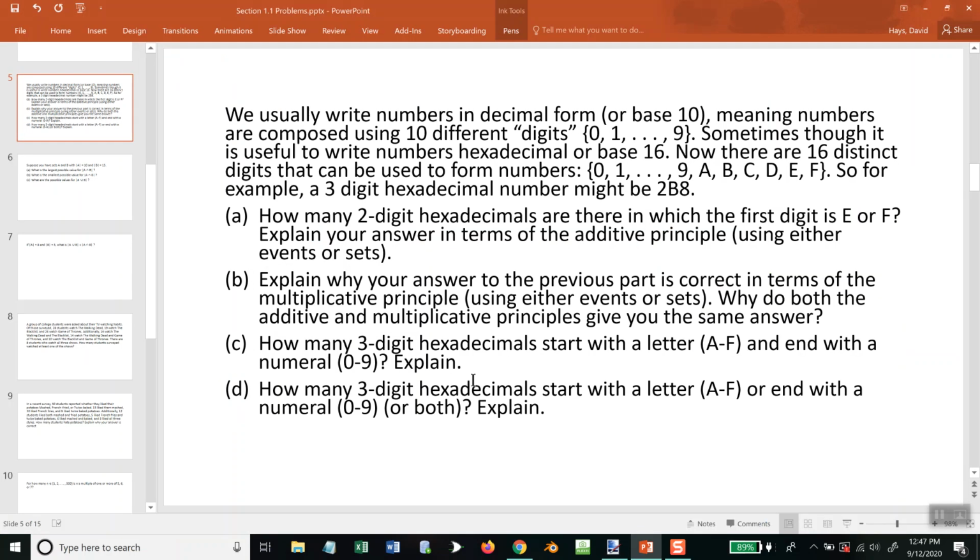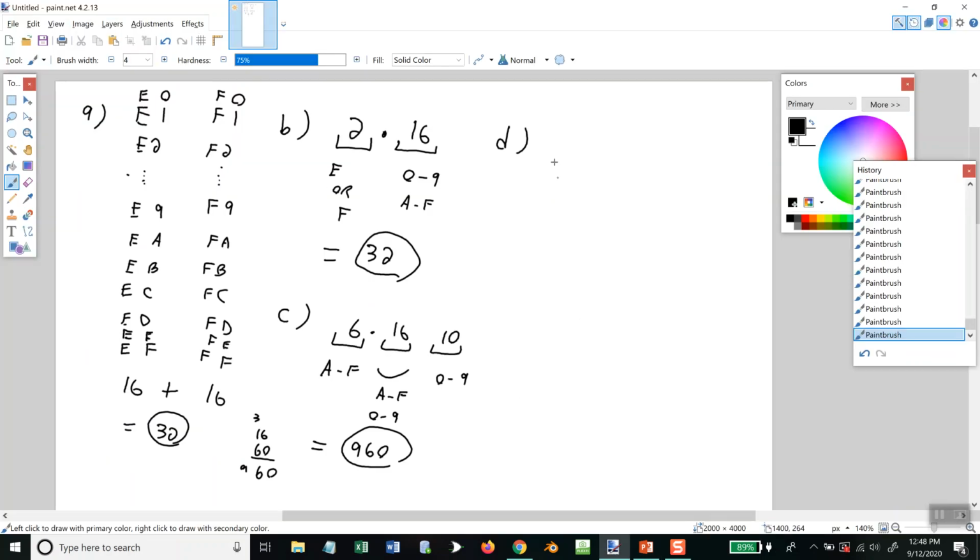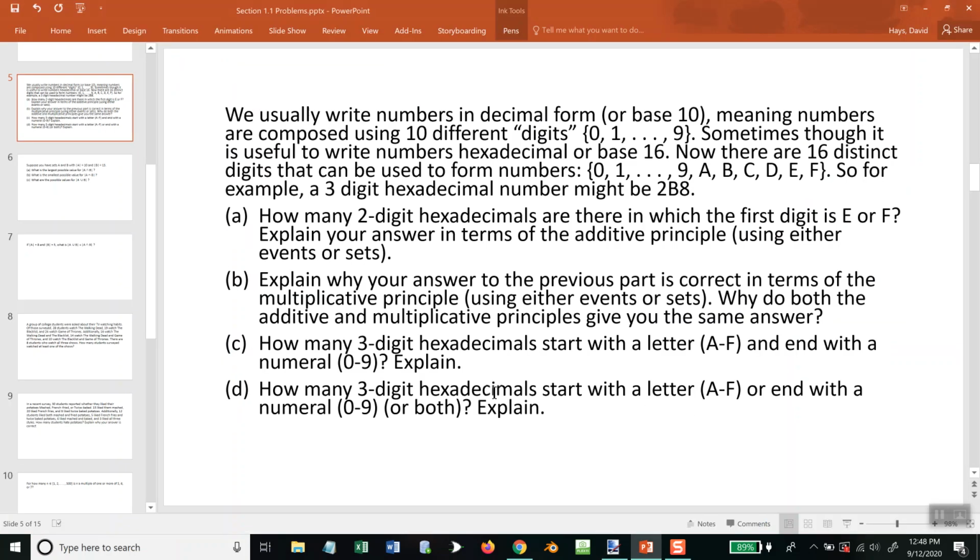Now D. How many three-digit hexadecimal numbers start with the letters A through F? So the first one is A through F. That's 6 possibilities. What does this mean? How many three-digit hexadecimals start with the letters A through F or end with a numeral 0 through 9 or both? What do they mean by both?